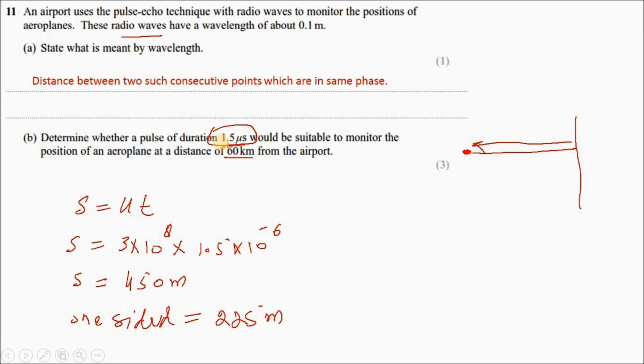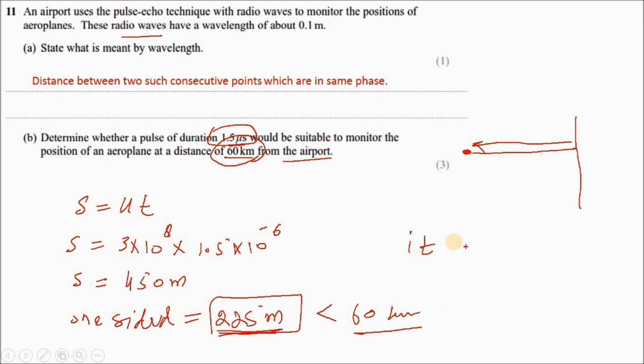So using that, we can observe objects at least 225 meter away. If the object is closer than this, then it cannot be detected. Remember, this is the minimum distance. Okay, and the given airplane is at 60 kilometer, which is much greater than that. That means yes, it is suitable. This time interval is suitable.